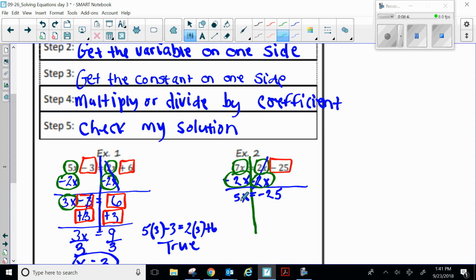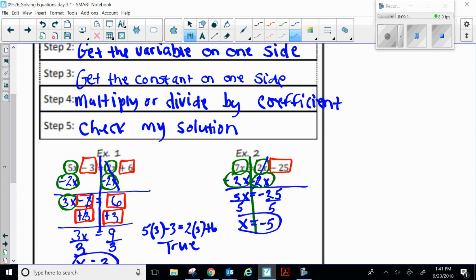So the next step is to get the constant on one side, except my constant is already on one side, so I don't need to go through that step. And step 4 is to multiply or divide by my coefficient. So my coefficient is 5. So I'm going to divide both sides by 5, and I end up with x equals negative 5.